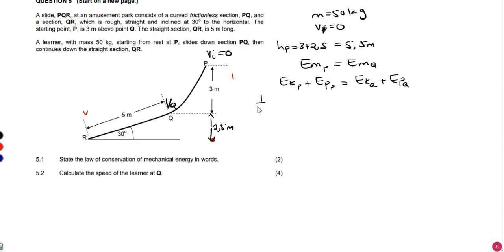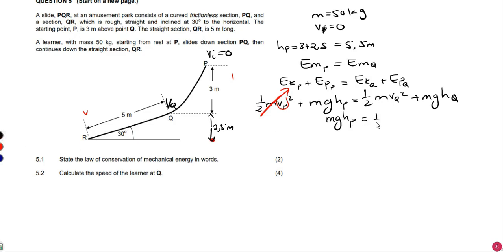But what's this? It's half m v_p squared, where v_p is the velocity at P, plus m g h_p, the height at P, and then this is half m v_q squared plus m g h_q, the height at Q. Remember that the block was released from rest at P, so the velocity there is 0, meaning this term will simply go to 0. So we are left with m g h_p, which equals half m v_q squared plus m g h_q.